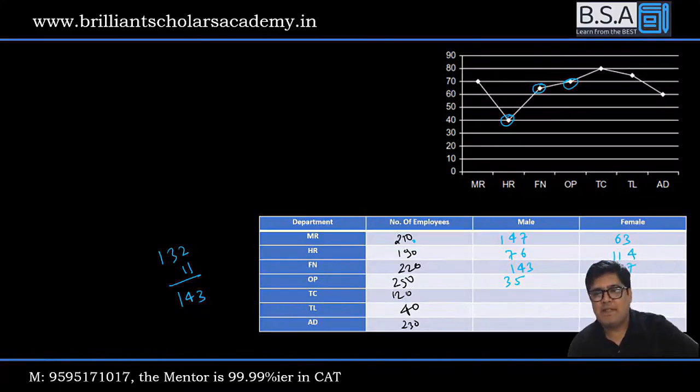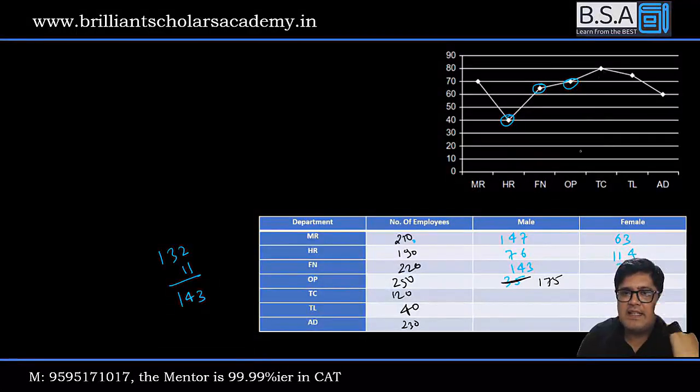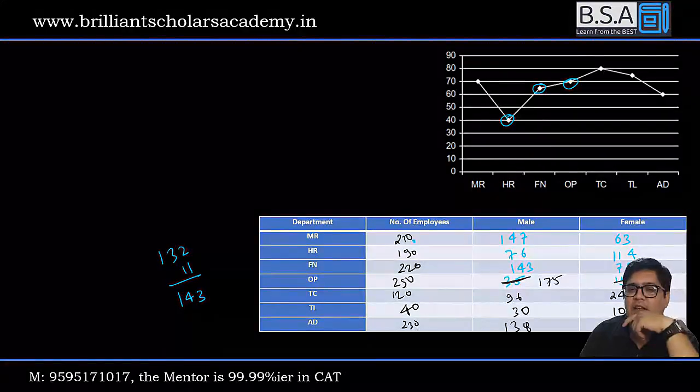Of 250 I want 70%. Cancel the 0 and make it 7 times. 7 times the number is 175. This is 75. Complete the table. All answers are ready. This is TC. TC is 80%. What is 80%? 96. 24 is left. What is this? 75%. 75% is 30. 10 is left. And then this is 60%. 60% is cancel 0, make it 6 times. That is 138. So 92.